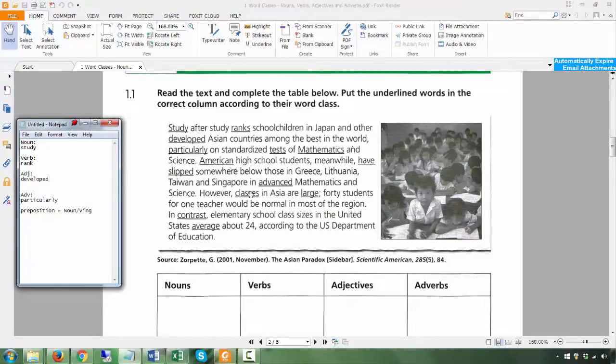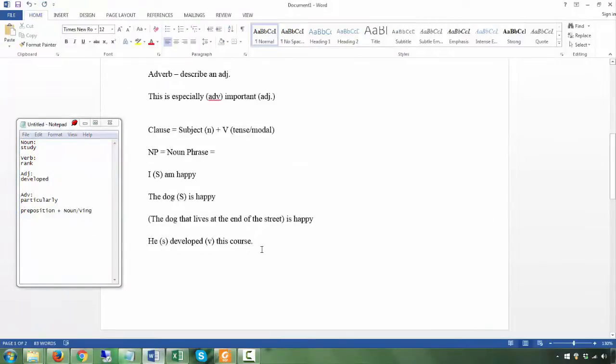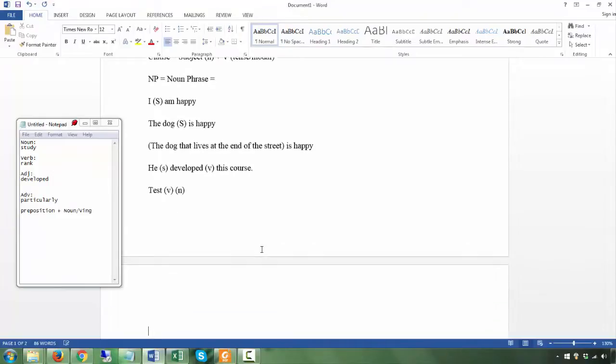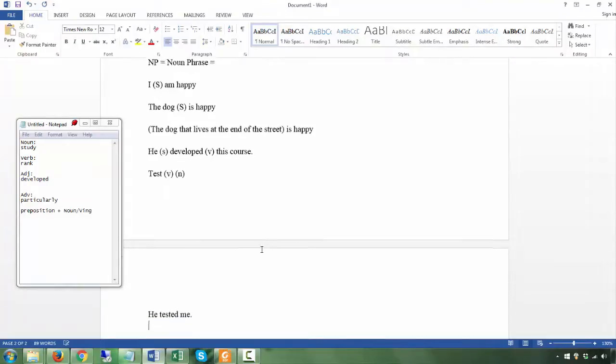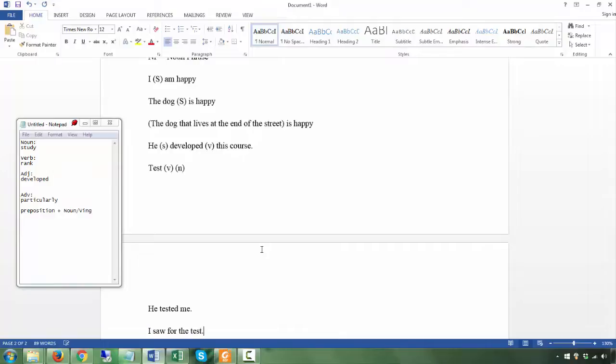So "test" here could be a verb. "Test" is both a verb and a noun. So if you want to use "test" as a verb, "He tested me." This is a verb in the past simple tense. But "I sat for the test." This is a noun. All right? Subject, verb, the tense, object. Subject, verb in the past simple tense. This is your preposition, and this is your noun again.